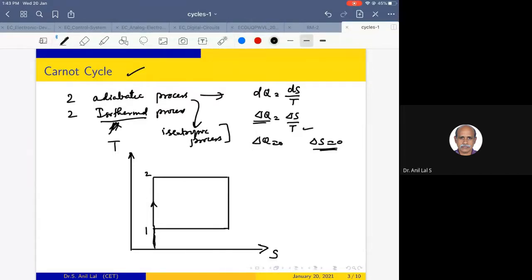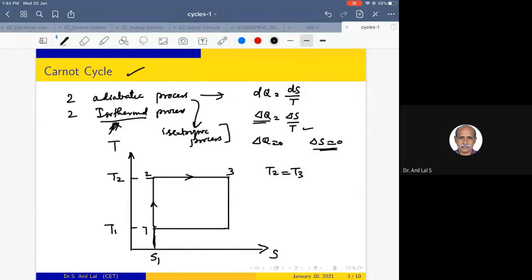the entropy remains constant. So let me write it as S1. The entropy remains constant, but temperature increases from T1, which is a lower value, to T2, which is a higher value. So this is the process 2-3, which is taking place at constant temperature. That means T2 is equal to T3, constant temperature.